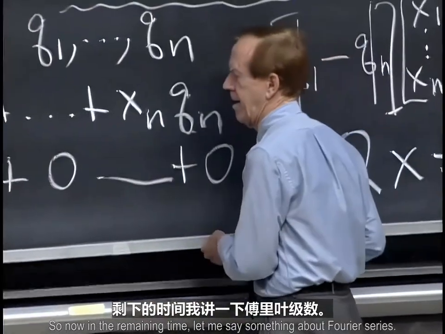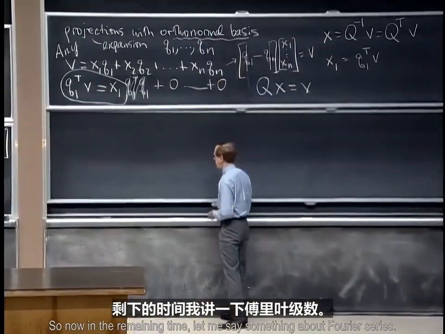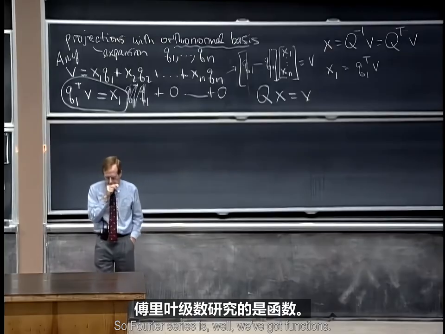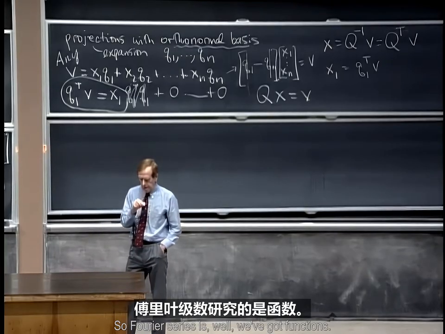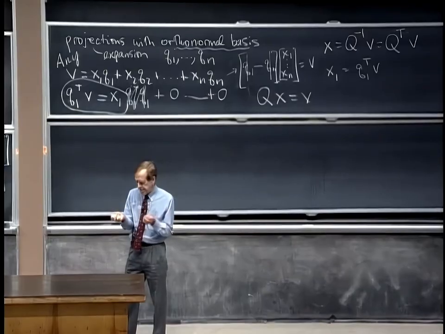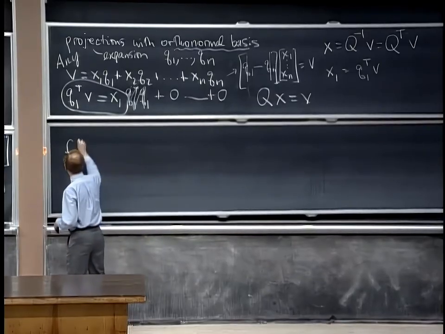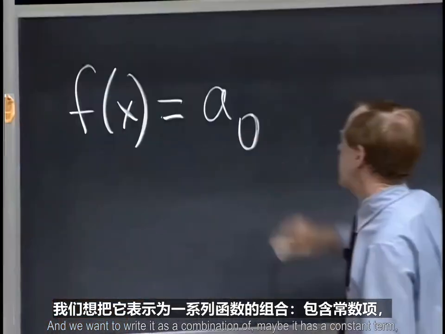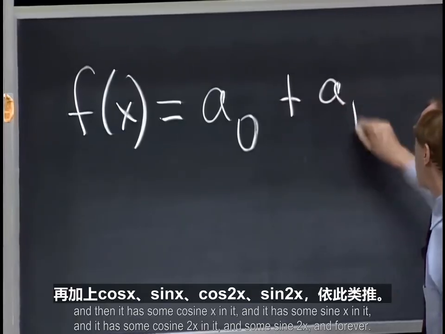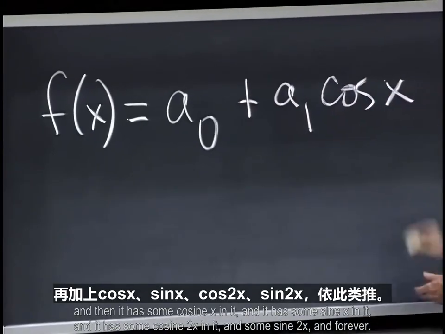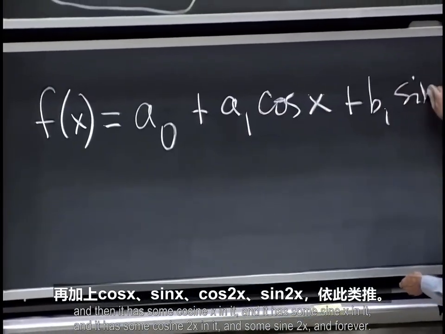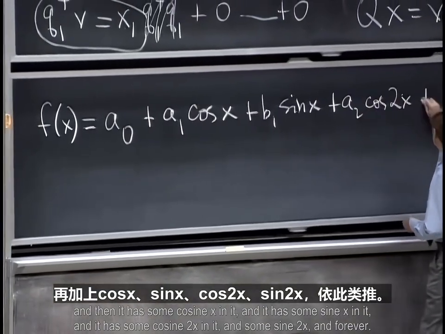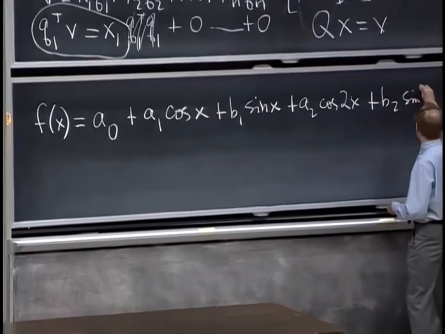In the remaining time, let me say something about Fourier series. Okay, so Fourier series is, well, we've got functions. We've got a function f of x. And we want to write it as a combination of, maybe it has a constant term, and then it has some cosine x in it, and it has some sine x in it, and it has some cosine 2x in it, and some sine 2x, and forever.